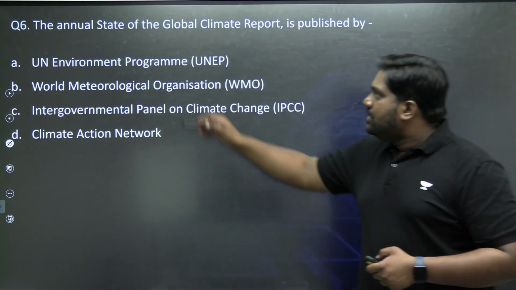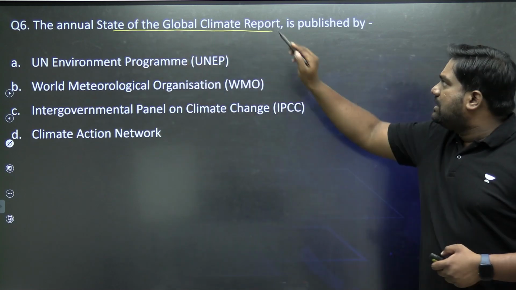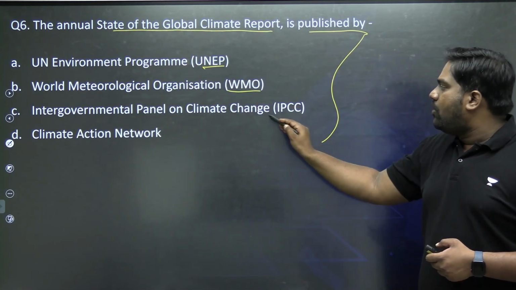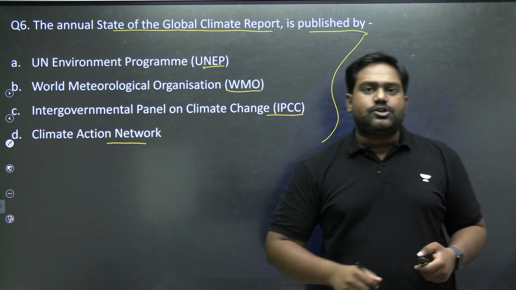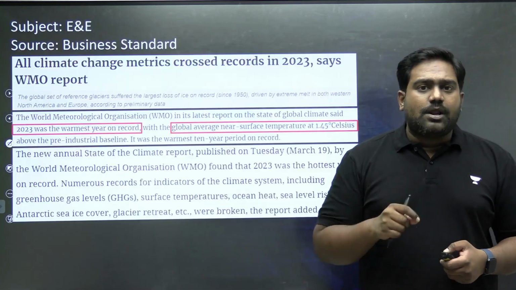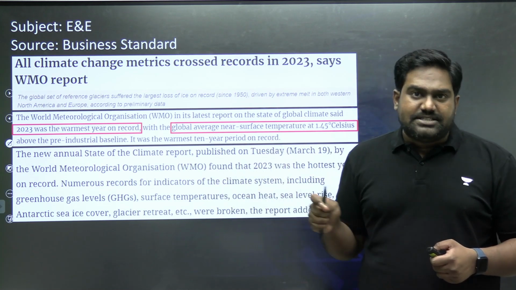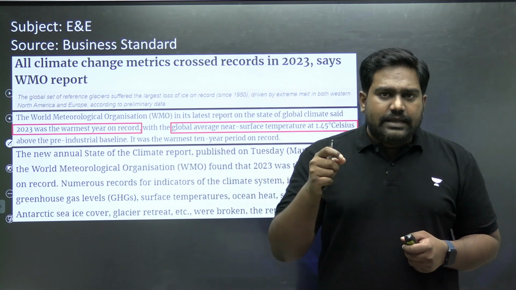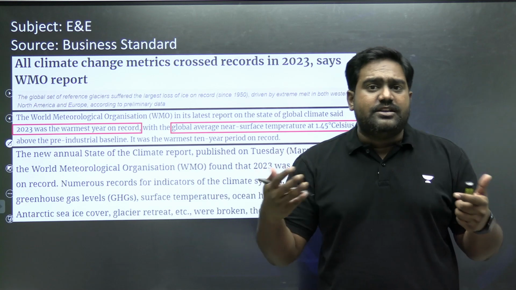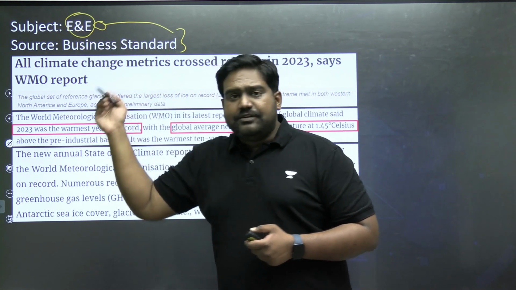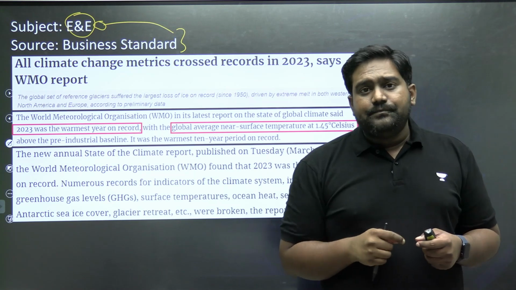Question number 6. The annual State of the Global Climate Report is published by UNEP, WMO, IPCC, or Climate Action Network. This report was recently brought out by the World Meteorological Organization, or WMO. Indian Express and even Hindu and many other newspapers carried important articles and have taken this topic from Business Standard.